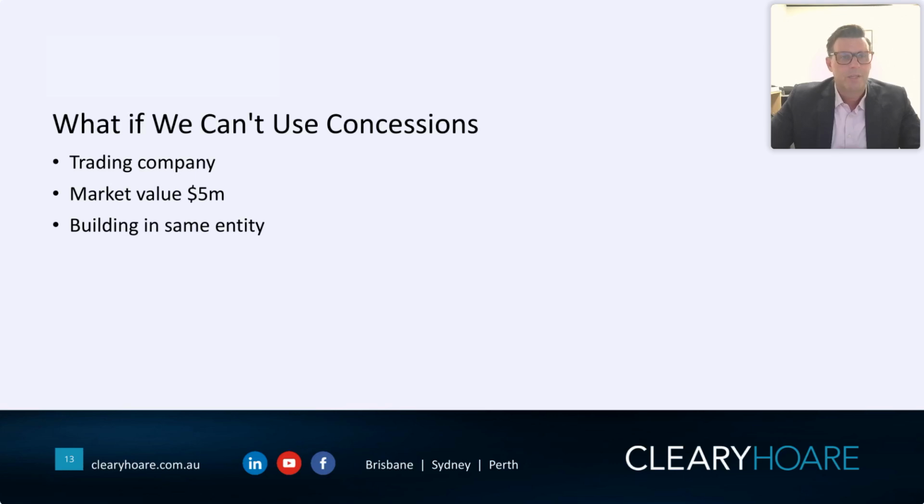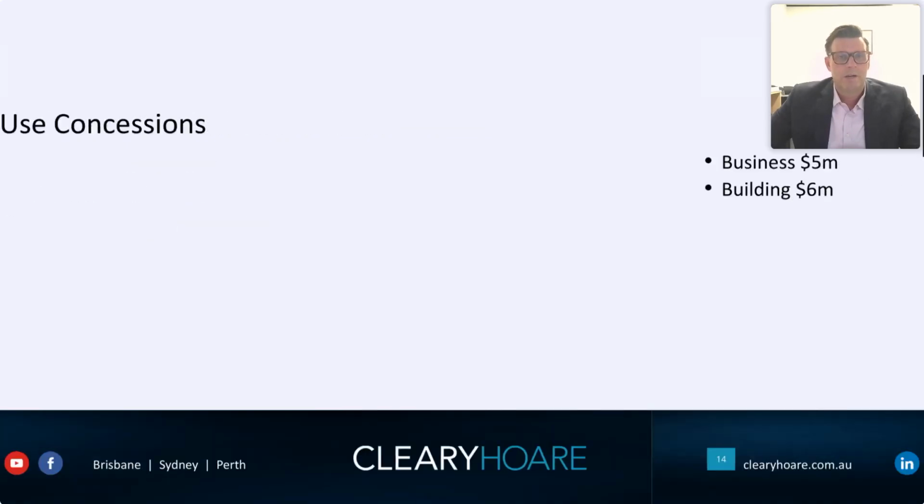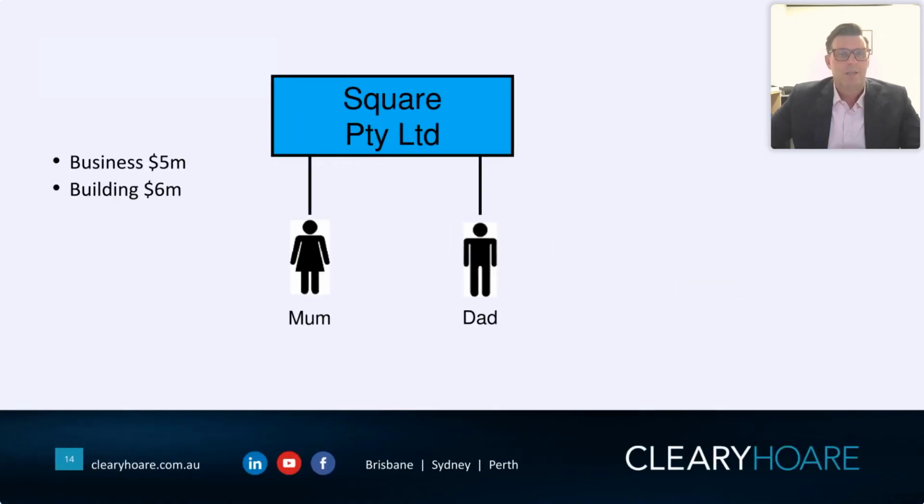We have a trading company. The market value of the business that it operates is $5 million, and it has a building in the same entity, which it runs the business from. I'm sure you've all seen this before. Not great from an asset protection perspective, but people will buy assets either where they can get finance or where their trading history is or where the money is, and that's what's happened in this circumstance. Again, we've got individual shareholders, mum and dad, and our company's name in this example is Square. As I mentioned, we've got a business of $5 million and a building of $6 million.